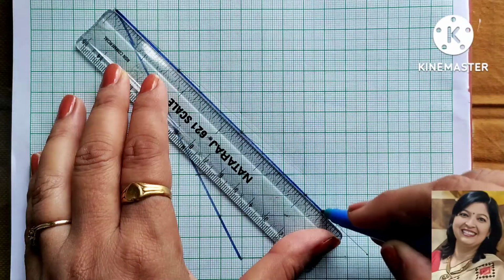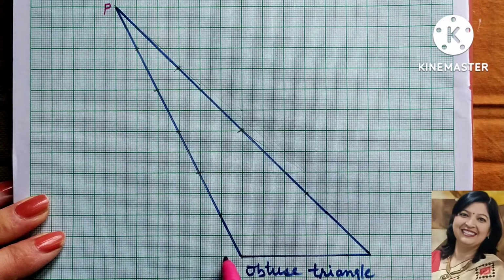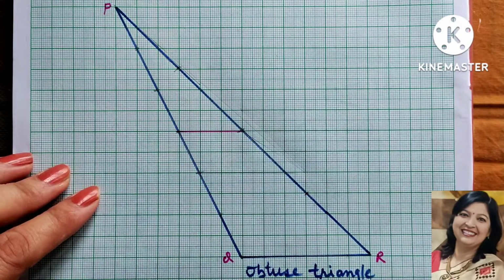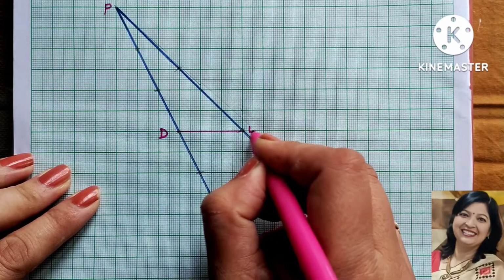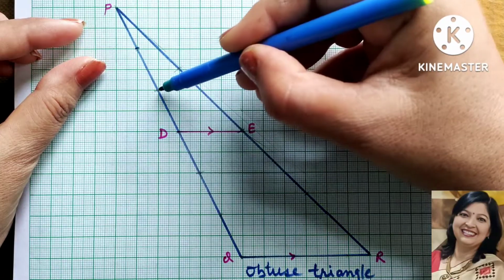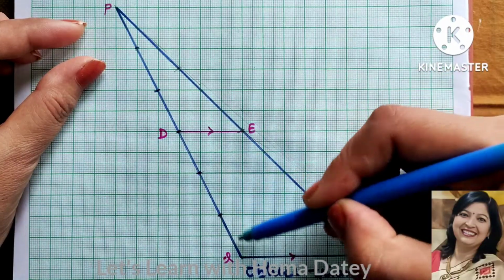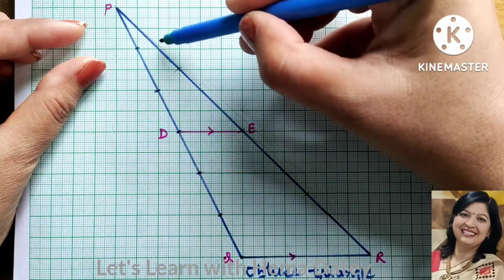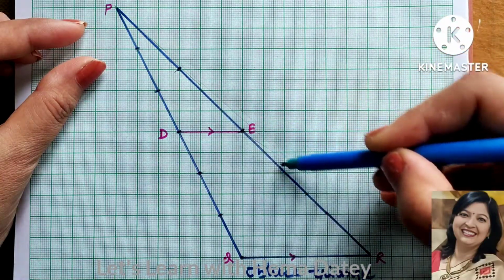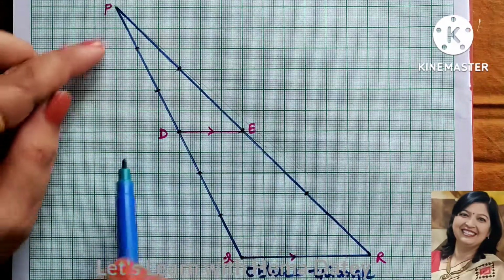Here I have drawn an obtuse triangle. The name of the triangle is PQR. Now I am drawing a line DE parallel to QR. Here you can see PQ line segment is divided into 6 equal parts. And line segment PR is divided into 4 equal parts. You can see all the points which are dividing PR into 4 equal parts.